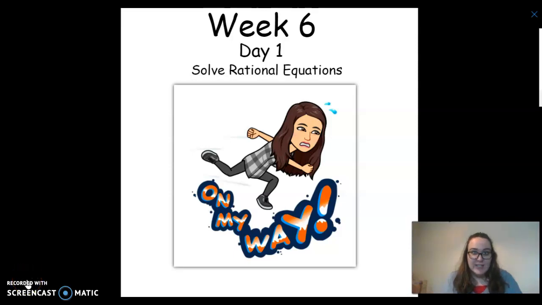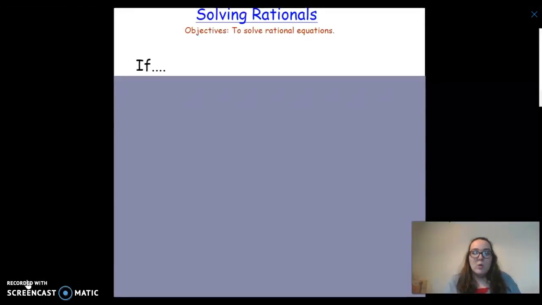All right, week 6, day 1. We have added and subtracted rationals. We've multiplied and divided rationals. And this right here, my Bitmoji this week: on my way. We are on our way to the finish, guys. We are getting closer. So this week and next week, we will be solving rational equations.